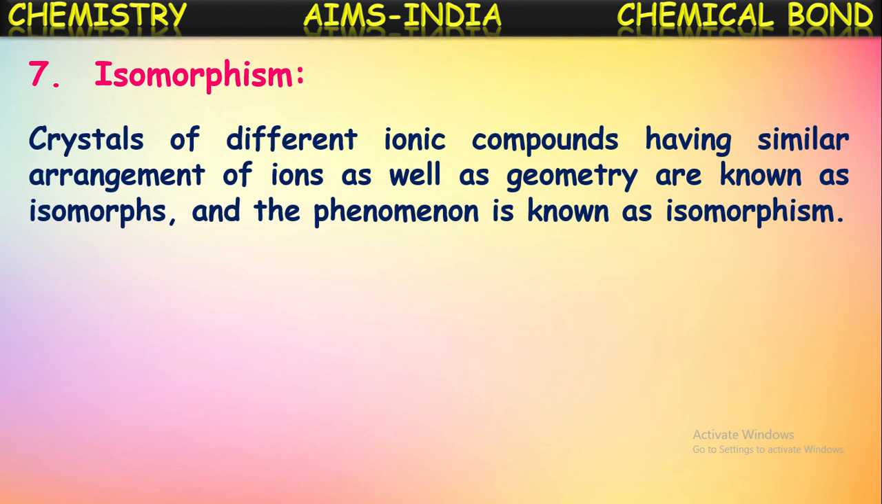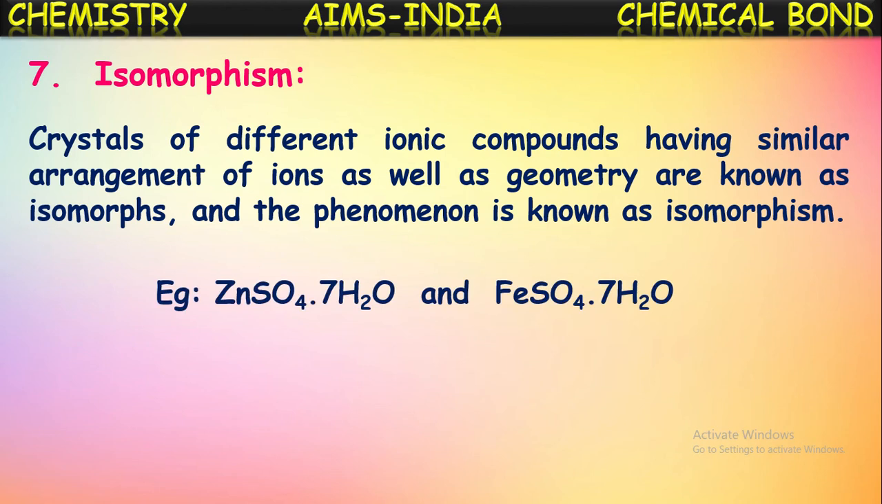Isomorphism. Crystals of different ionic compounds having similar arrangement of ions as well as geometry are known as isomorphs. And this phenomenon is called isomorphism. Let us see some examples here so that we can understand this. If you see zinc sulfate and iron sulfate, if you observe, there are certain water molecules also in the formula. Do you know what these salts are called with water molecules? Yes, hydrated salts. We can say this is hydrated zinc sulfate and it is hydrated ferrous sulfate.